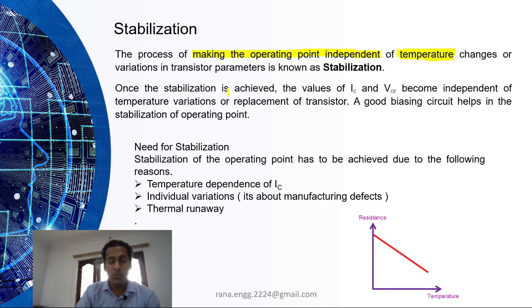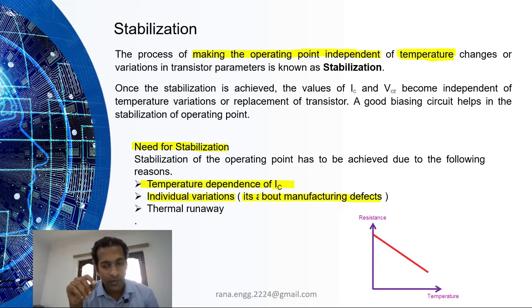So if we have to achieve stabilization, what is our need? First, the temperature dependence: IC, our output current, will change. Second is individual variation, which depends on manufacturing defects. In manufacturing, the beta value of the transistor is not the same. For every transistor, the value may be different. This is mass production. In one batch, companies may produce thousands and thousands of transistors. If you pick various transistors, the beta value is not the same for all of them, so it comes under individual variation.